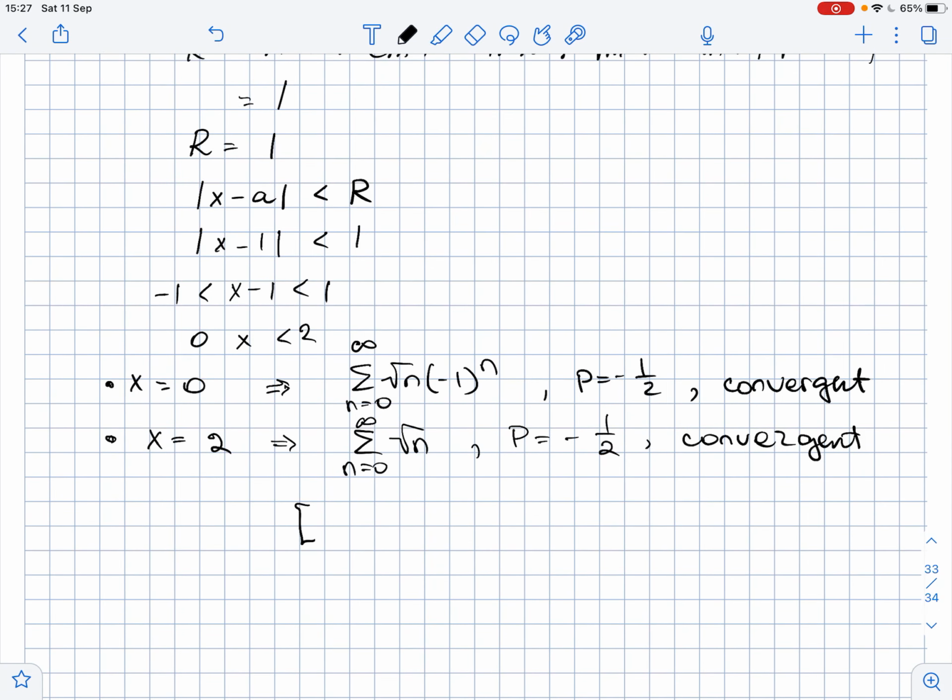So we include both endpoints and we get that the interval of convergence is from 0 to 2.